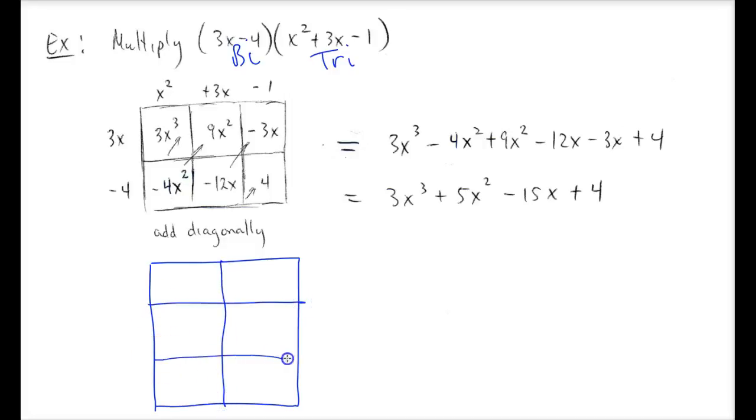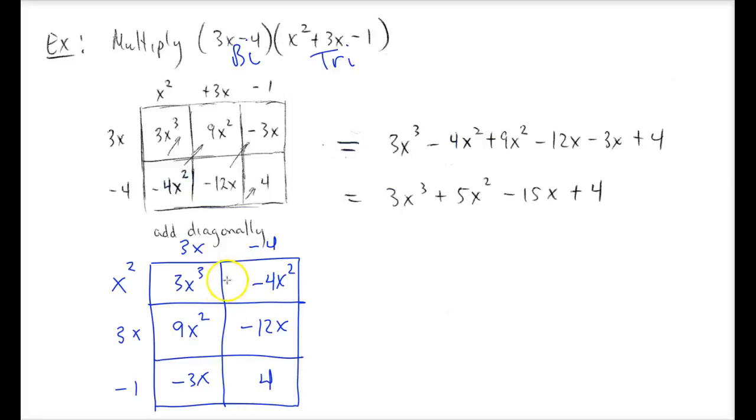Do that, and so this will be x squared, positive 3x minus 1, and this will be 3x minus 4. And so x squared times 3x will be 3x cubed. X squared times a negative 4 will be negative 4x squared. 3x times 3x is 9x squared. 3x times a negative 4 is negative 12x. Negative 1 times 3x is a negative 3x. And negative 1 times a negative 4 is a positive 4.